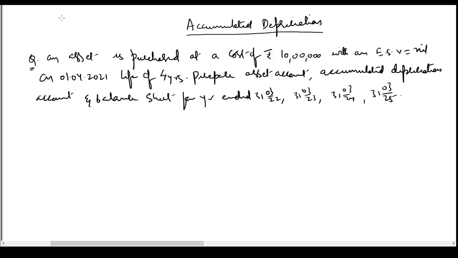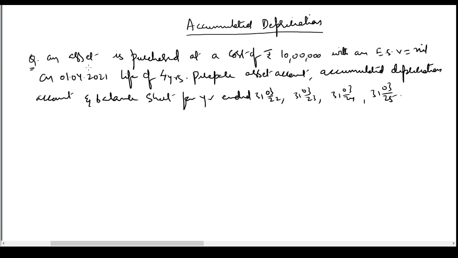Hi friends, today in this video we'll learn about accumulated depreciation. We'll see a situation where depreciation, instead of being charged to the asset, is recognized in an account called the accumulated depreciation account, and how to do accounting when we follow the accumulated method of depreciation.